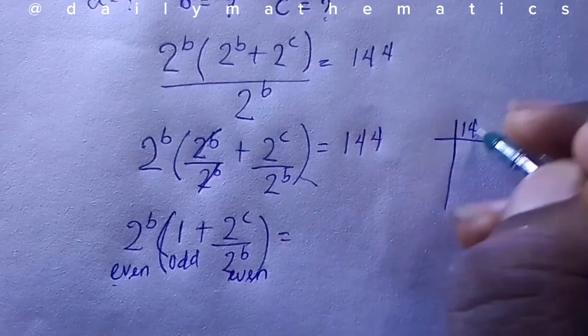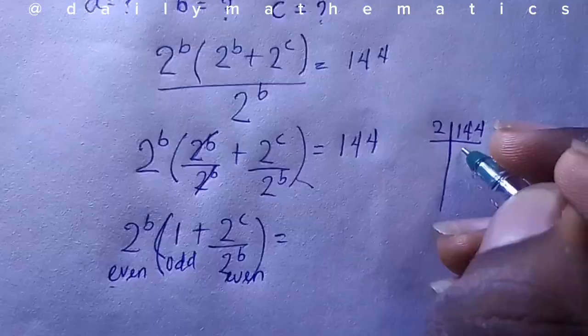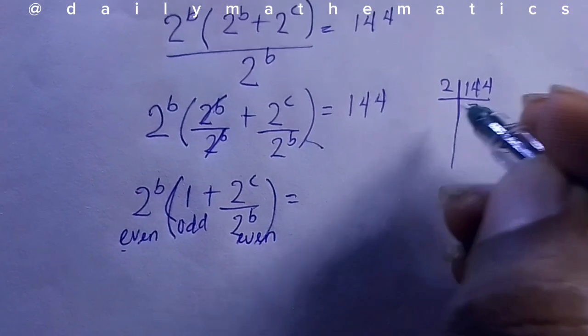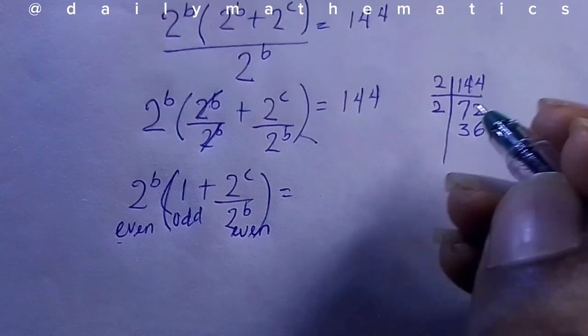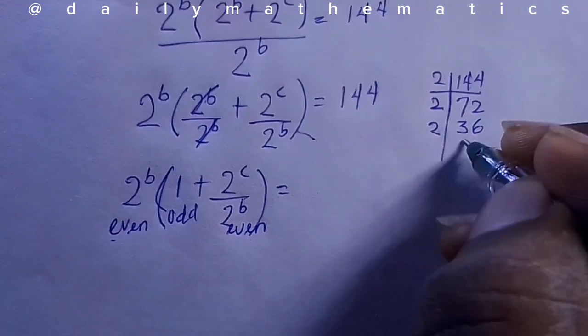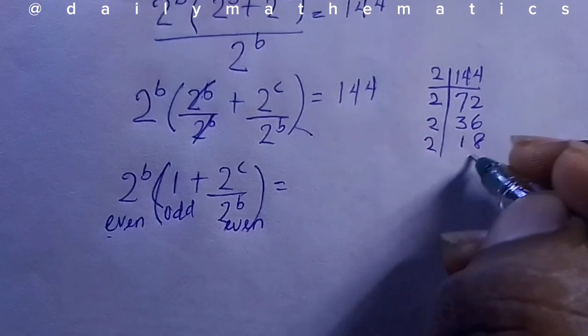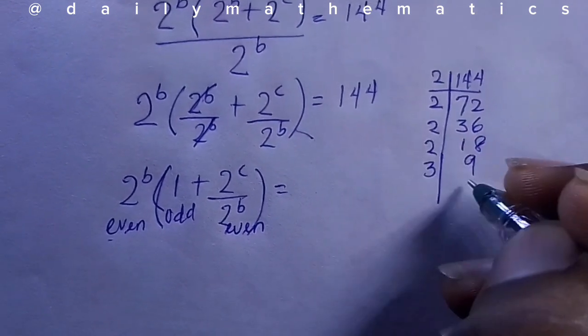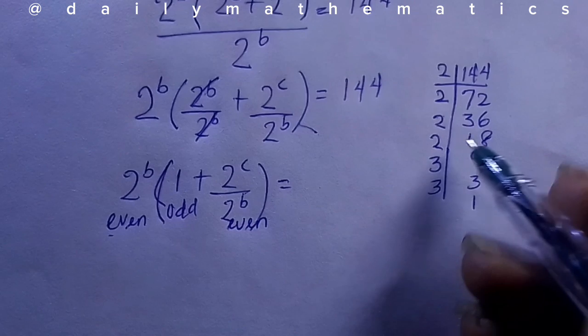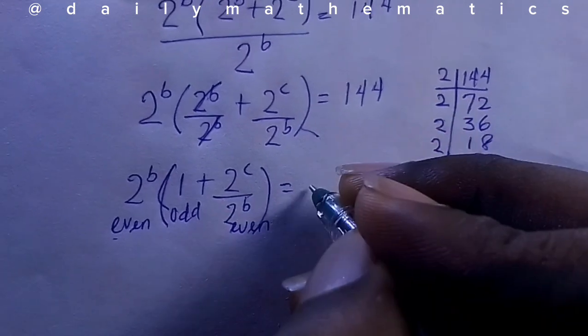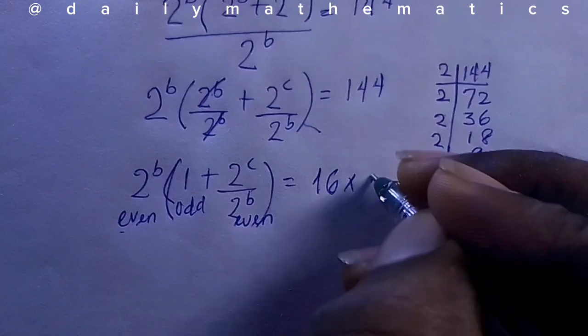144 divided by 2. So 2 in 144 gives us 72. 2 in 72 is giving us 36. Right? So 2 in 36 is giving us 18. 2 in 18 is giving us 9. 3 in 9 giving us 3, 3, 1. That's giving us 2 times 2 times 2 times 2. That's 16 times 9.